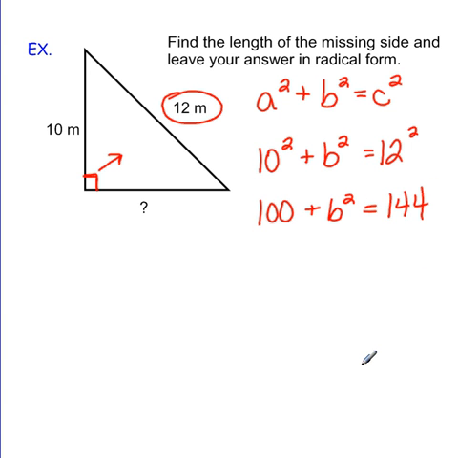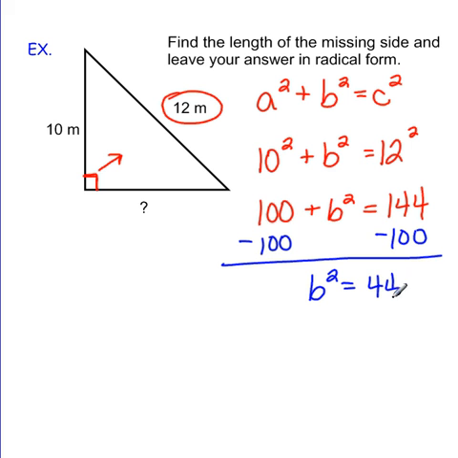Now let's look at this equation. Let's think back to the beginnings of solving an equation. If we're trying to get a particular letter by itself, we have to move everything else away from it. Right now we have 100 that's being added to it. We need to move this 100 to the other side, and we are going to do that by subtracting that number. So now I have b squared equals 44.